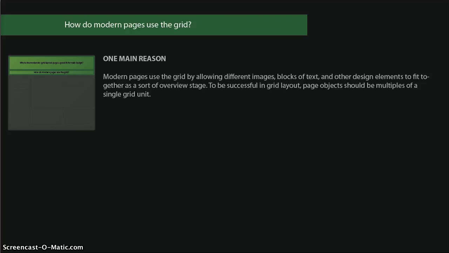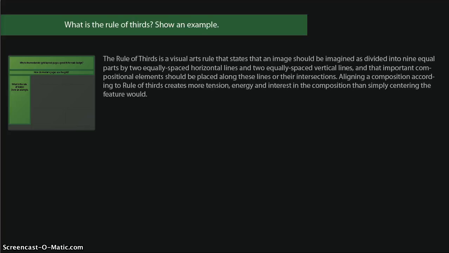How do modern pages use the grid? Modern pages use the grid by allowing different images, blocks of text, and other design elements to fit together as sort of an overview stage. To be successful in grid layout, page objects should be multiples of a single grid unit.